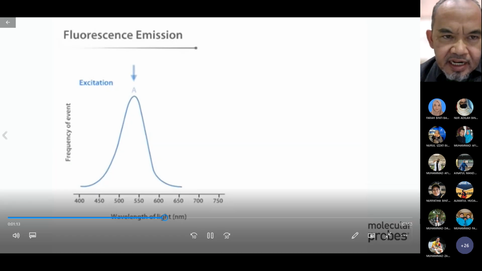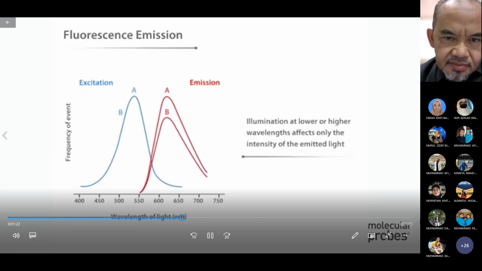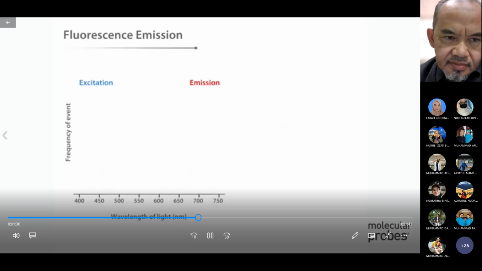Though illumination at the excitation maximum of the fluorophore produces the greatest fluorescence output, illumination at lower or higher wavelengths affects only the intensity of the emitted light. The range and overall shape of the emission profile are unchanged. As this animation shows, less efficient excitation can occur at wavelengths near the excitation maximum.